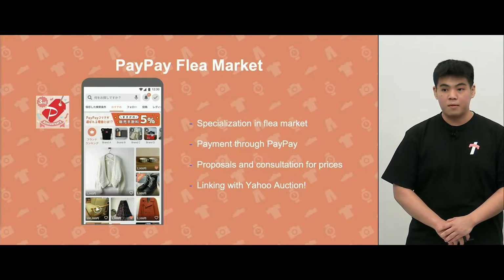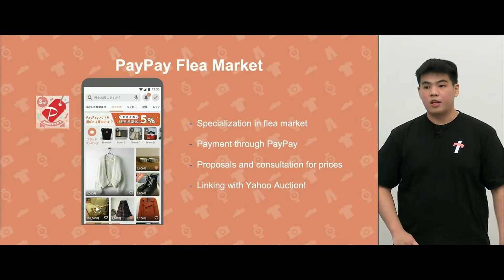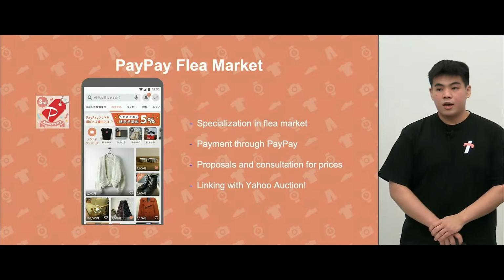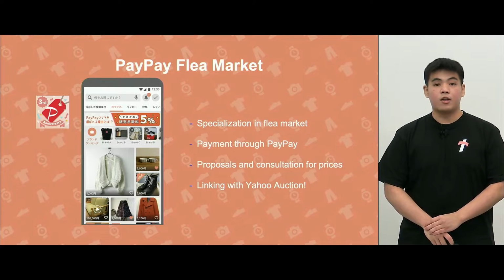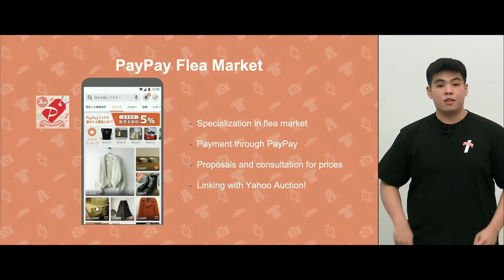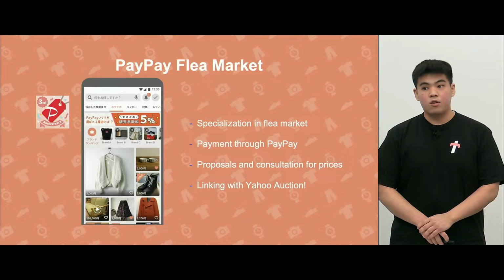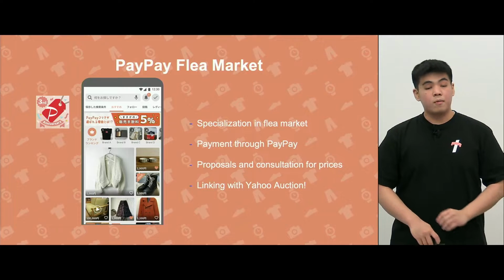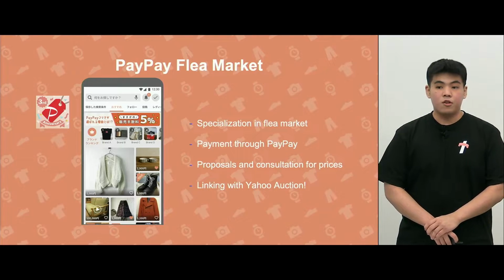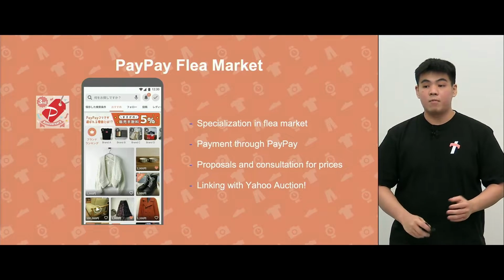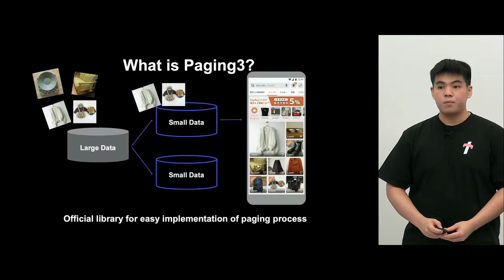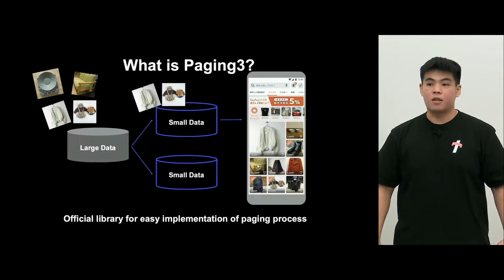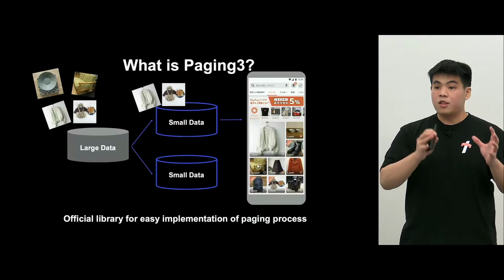Next, I would like to explain the service, PayPay Flea Market. It is a service specialized in flea markets, and you can pay with PayPay. It is also possible to make offers and consult about the price you want to buy at. It is also linked to Yahoo Auctions, so it has a large number of products. PayPay Flea Market Android uses the paging library for screens that load large amounts of data, such as the screen that displays recommended products. So let's talk about Paging 3.